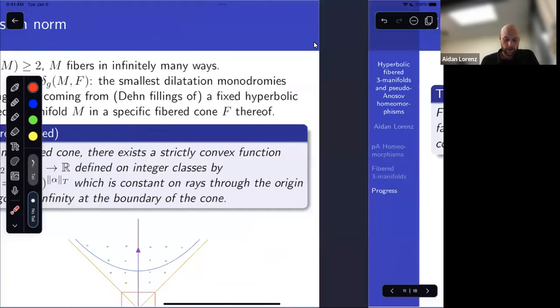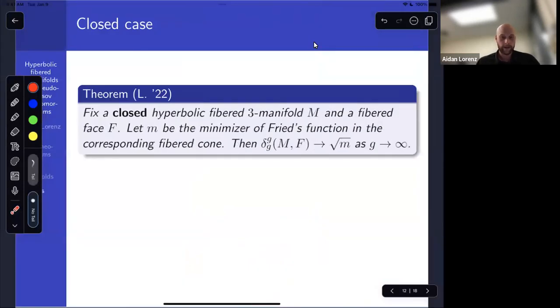So what can we do with this theorem? Well, in the closed case, let's fix a closed hyperbolic fibered 3 manifold and one of its fibered cones, or a fibered face F. By the way, by a closed hyperbolic fibered 3 manifold, I just mean it has no torus boundary components. No, that wasn't a typo. It is fibered, no L at the end. So fixing a closed hyperbolic fibered 3 manifold, it has no boundary components.